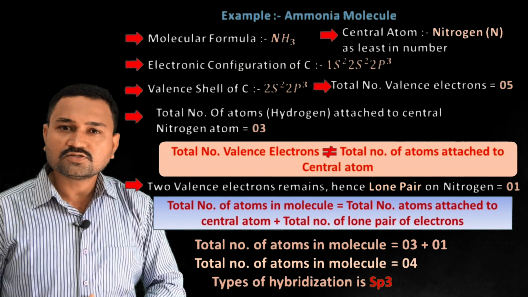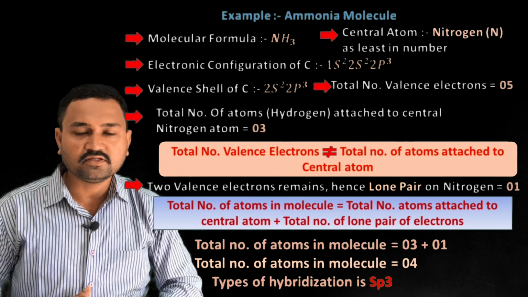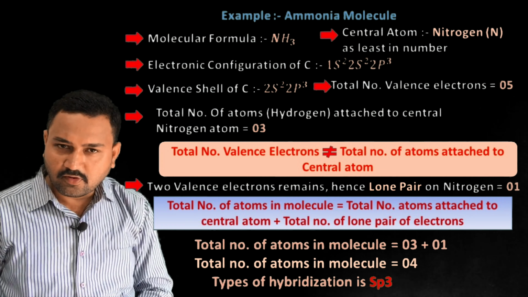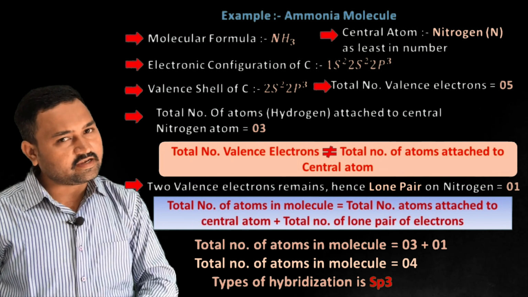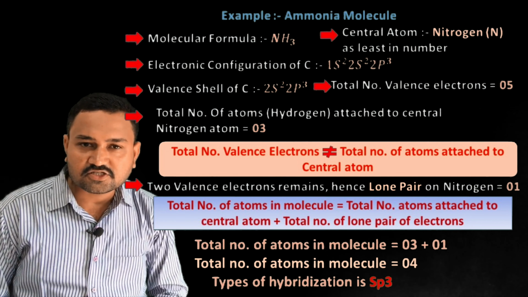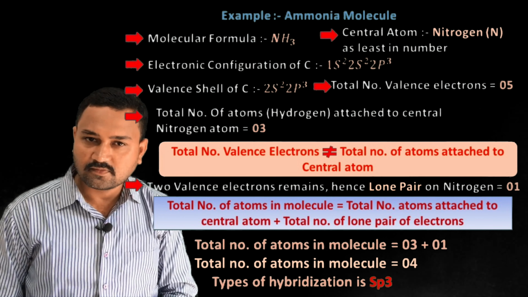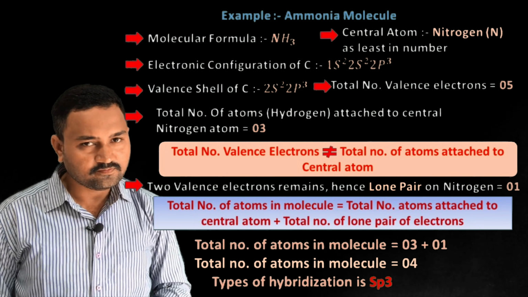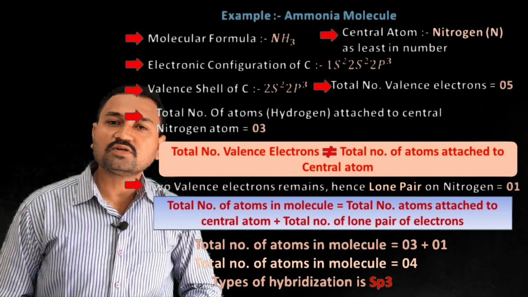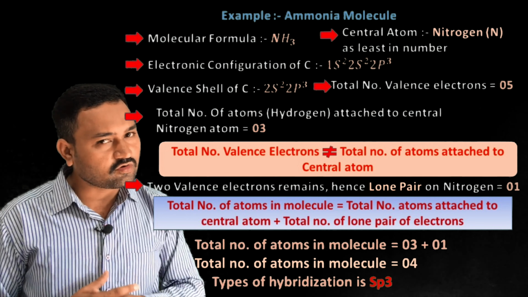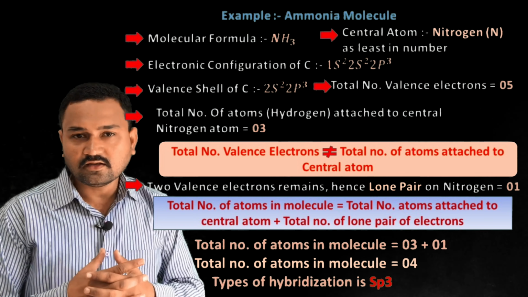Let us consider the second example, that is the ammonia molecule. So here again you know that the central atom in the ammonia molecule is the nitrogen atom. So here you can observe that in the ammonia molecule, the 3 hydrogen atoms are attached to the central nitrogen atom. Therefore the total number of atoms attached to the central nitrogen atom is equal to 3. The total number of valence electrons in the nitrogen atom is equal to 5. So out of these 5 electrons, the 3 electrons are used to form bonds with the 3 hydrogen atoms. Here the 2 valence electrons will remain as they are and they will act as a lone pair of electrons.